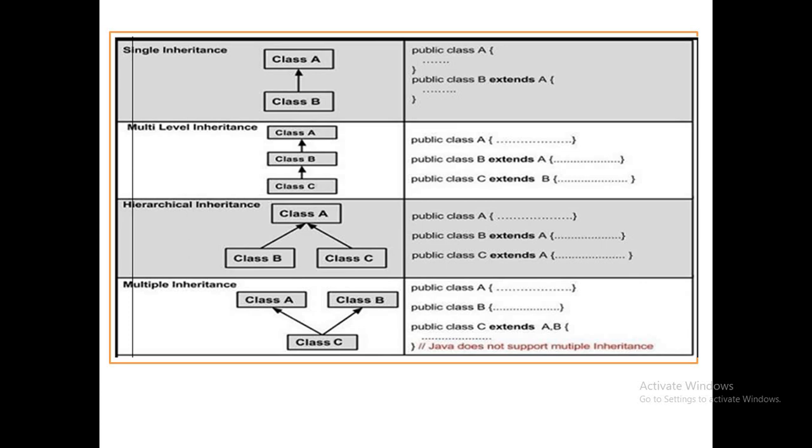In multi-level inheritance, we have a base class A which has a subclass B, and this subclass becomes the base class for another subclass C. Hierarchical inheritance has a base class from which two or more subclasses are inheriting. So here there are a number of derived classes for a common base class. In multiple inheritance, we have more than one base class from which a single derived class is inherited. This is not supported in Java unless interfaces are used.